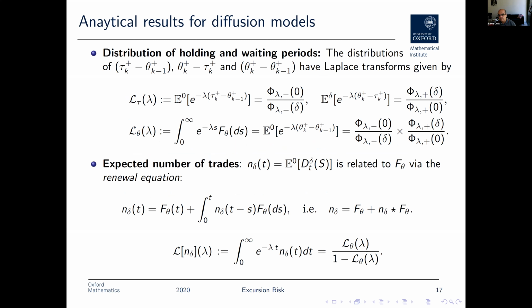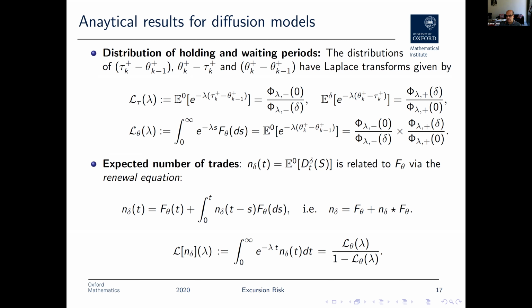So, in our case, we're interested in two particular levels, 0 and delta. We start from 0, and the first time we reach delta is the waiting period, which we call tau k minus theta k minus 1. Then from delta, you short the portfolio and hold it until you reach 0 again. That's what we call the holding period, theta k minus tau k. And the total length of a trading cycle is therefore theta k minus theta k minus 1.